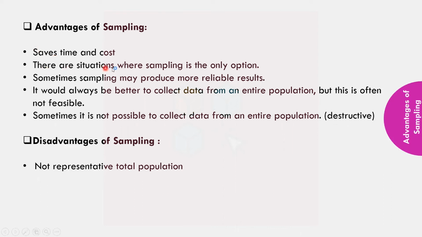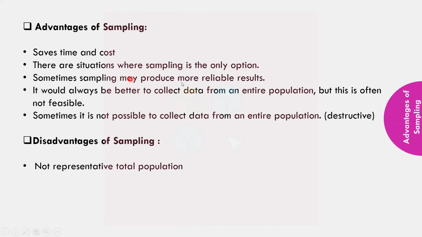There are situations where sampling is the only option. If you want to find the taste of a dish, then you use a spoonful of material from the dish. That is enough to judge the dish. But it is not possible to eat the whole dish and then tell about its taste. In some situations, sampling is the only choice to give the results.